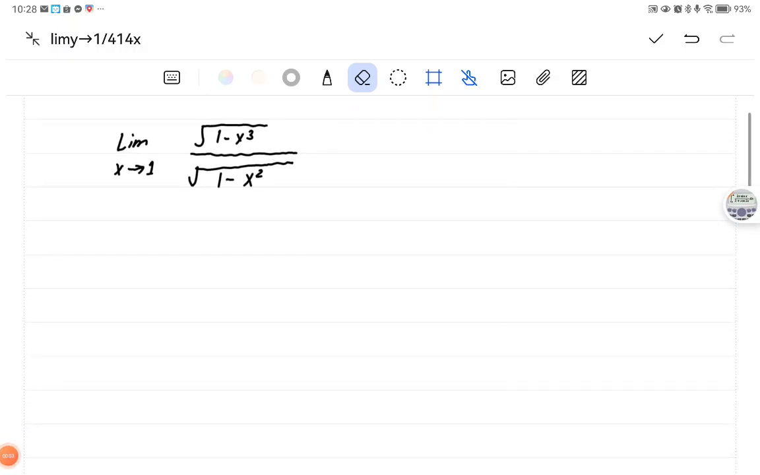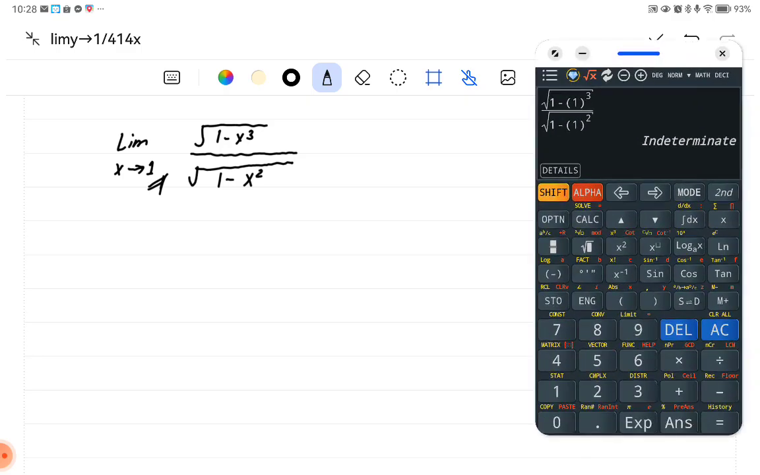For today's video, we will solve the limit as x approaches 1 of the square root of 1 minus x cubed all over the square root of 1 minus x squared. So simply, when we're solving for a limit, we substitute the value of x, which is 1. If we use a calculator and input the values, we will have the answer of indeterminate, or simply 0.